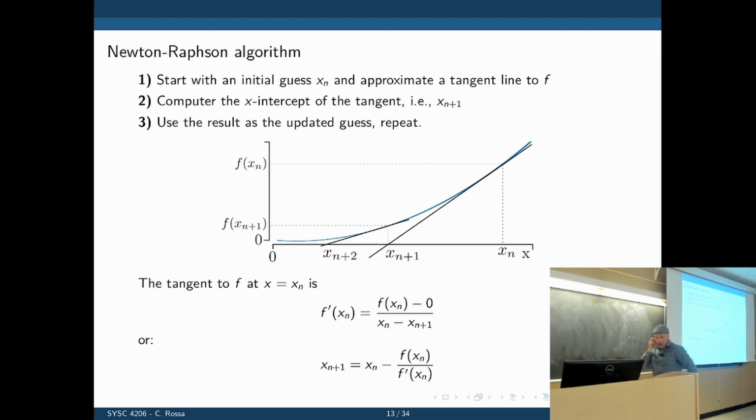So if you rearrange this in the format we had before, with our next guess as a function of the previous guess, now our algorithm changed a little bit. We have xn plus 1 equals xn minus the function divided by its own derivative.